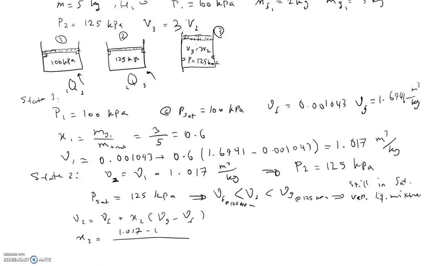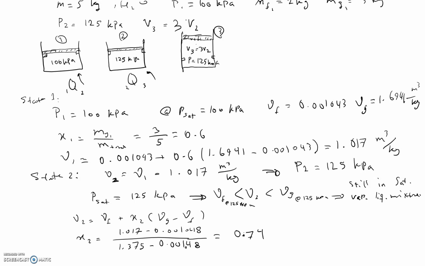1.017 minus 0.001048. These numbers are at 125 kilopascal from table A5. So if you solve this, you get 0.74, almost 0.739. Okay, so that's your quality at state 2, right?